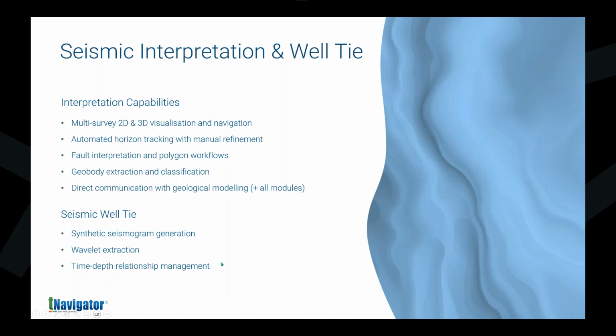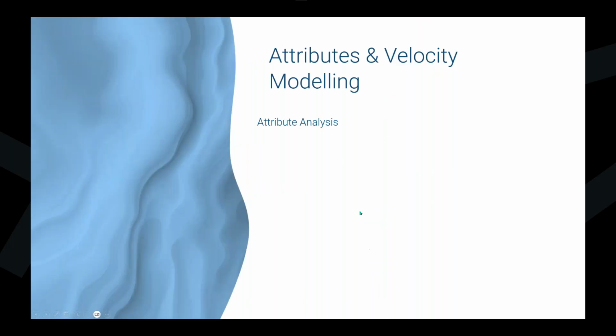We have a brand new time-depth relationship manager just to set hierarchies and priorities for time-depth relationships. It's so easy to have different TDRs. And most importantly, we have quantitative tools to assess the quality of the metrics and the well ties. And I'm going to show you this in a moment, but it's kind of like the overview of the capabilities of these two modules. Then we move into seismic attributes and velocity modeling.